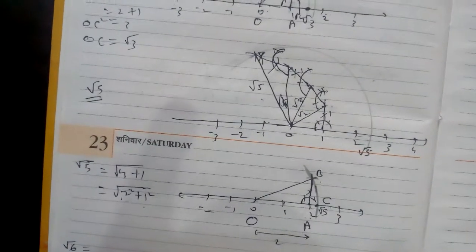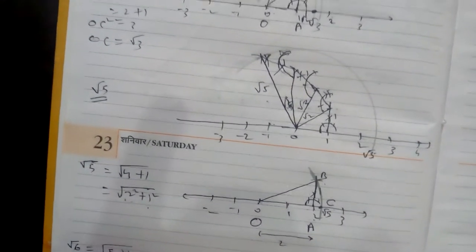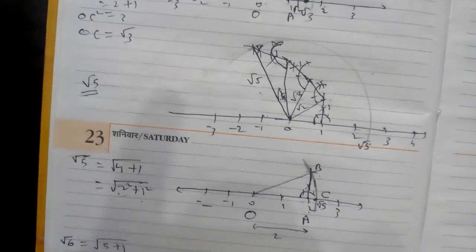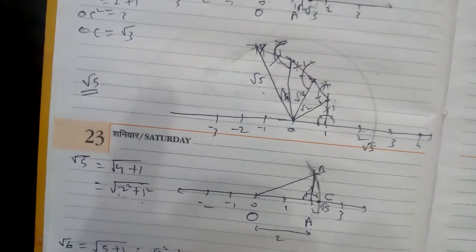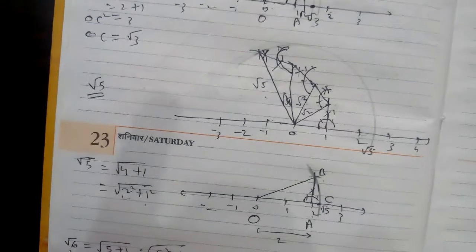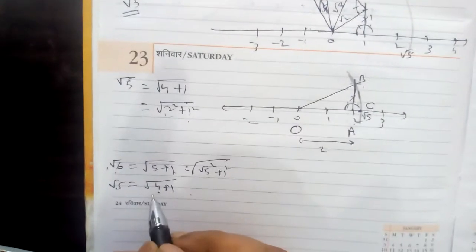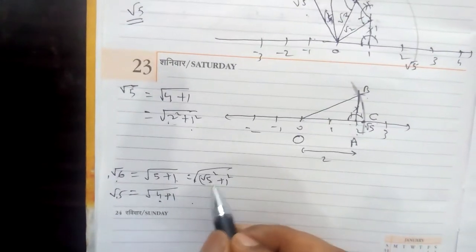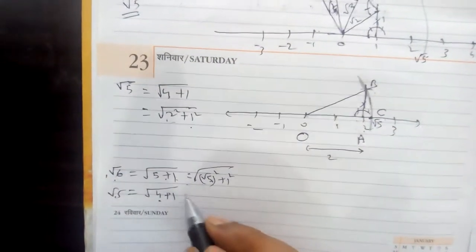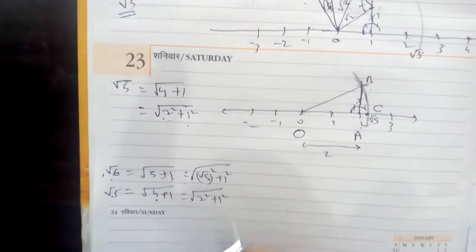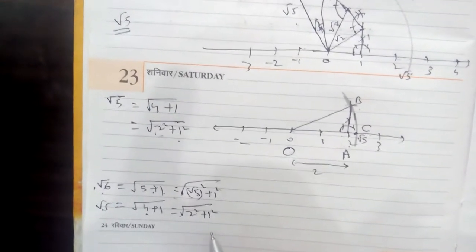Under root 6 will be 5 plus 1. 5 is not a perfect square, so you write root 5 as 4 plus 1. First of all you will get root 5 square plus 1 square, which gets 5 plus 1, 6. Here root 5 square I have written, and 6 I am breaking. Only 1 unit is the perpendicular. Here you will get 2 square plus 1 square, both are perfect squares. So you draw root 5 in this very simple way.